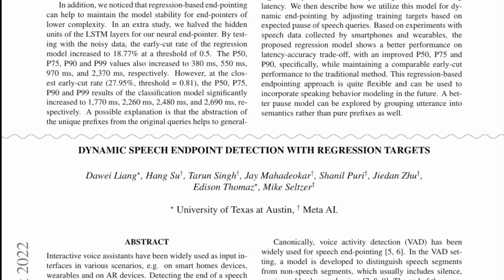The P50, P75, P90, and P99 results of the classification model significantly increased to 1,770 milliseconds, 2,260 milliseconds, 2,480 milliseconds, and 2,690 milliseconds, respectively. A possible explanation is that the abstraction of the unique prefixes from the original queries helps to generalize the endpointer on the patterns of the queries. This benefit is meaningful for endpointing on the edge, especially for devices with limited computational capabilities.